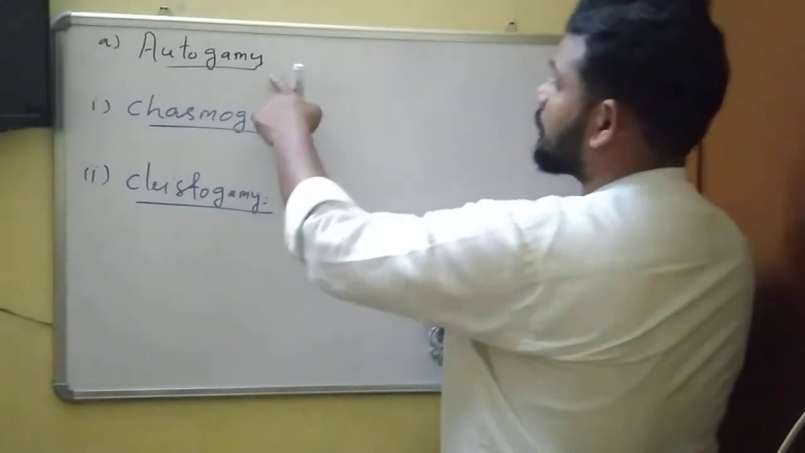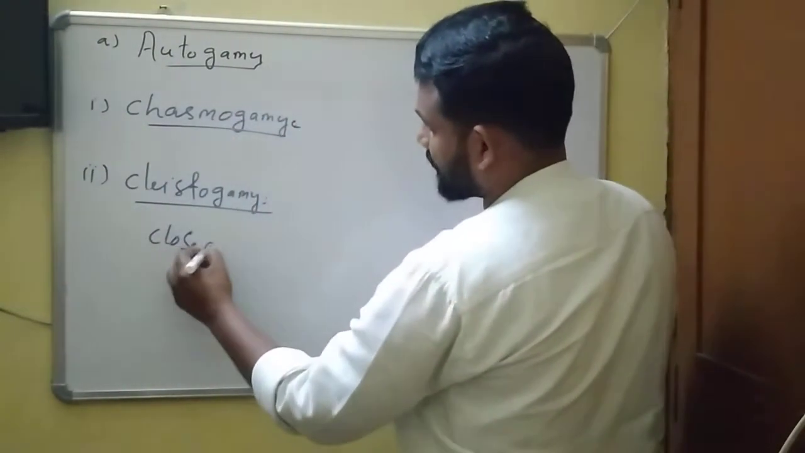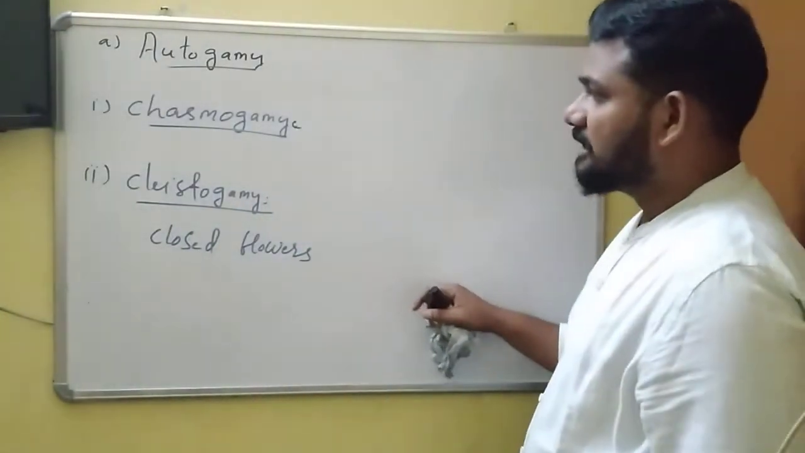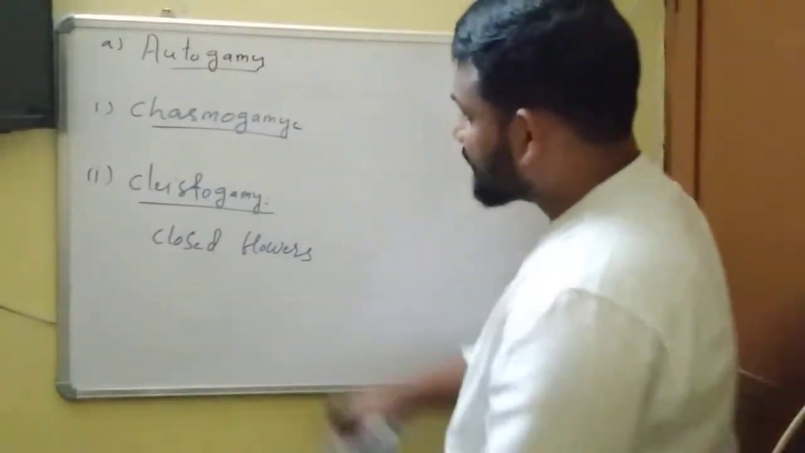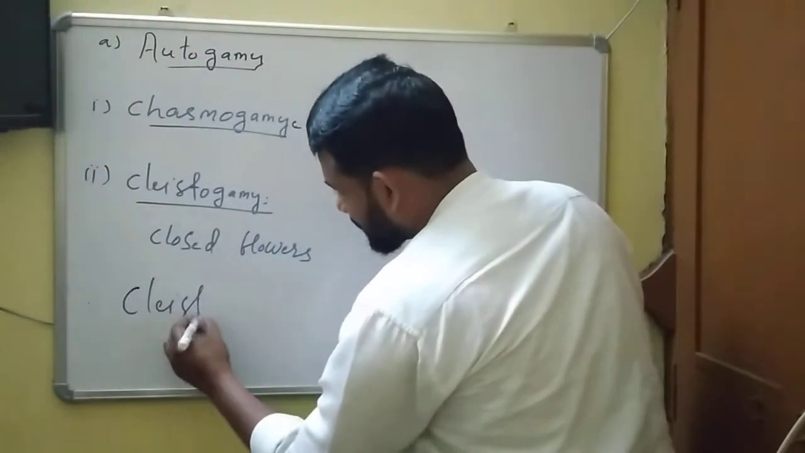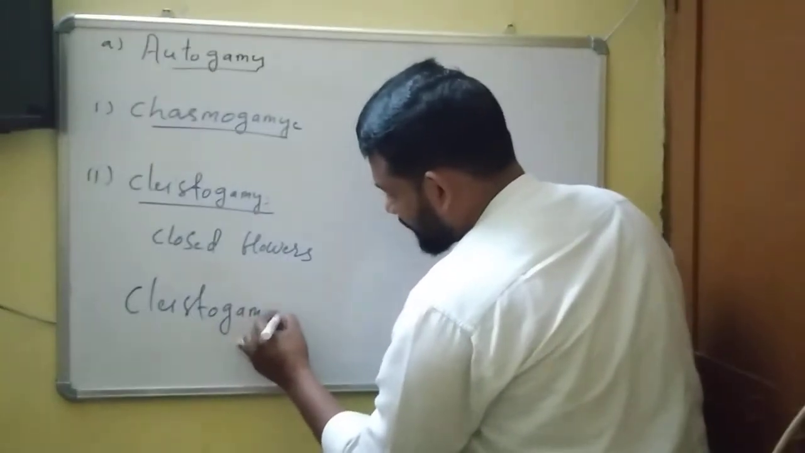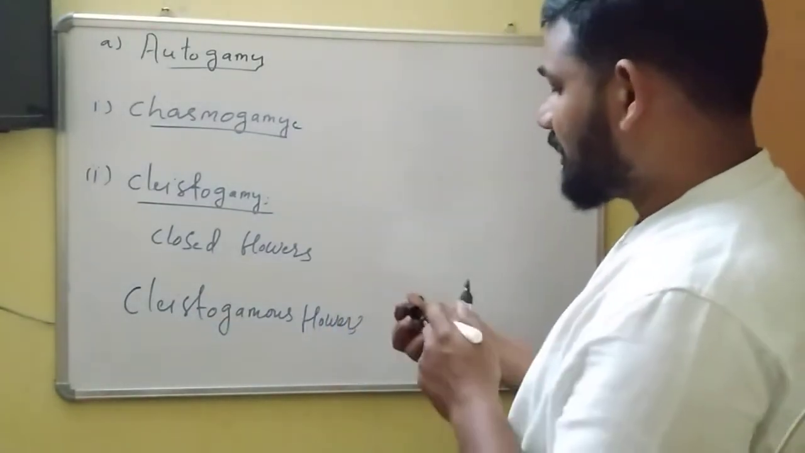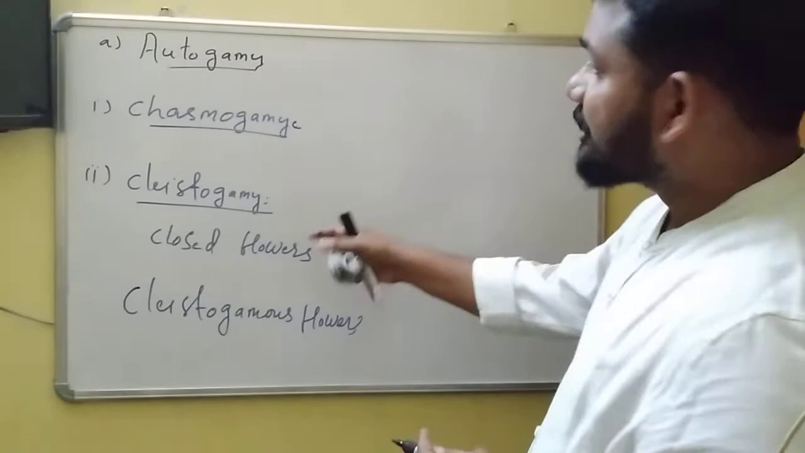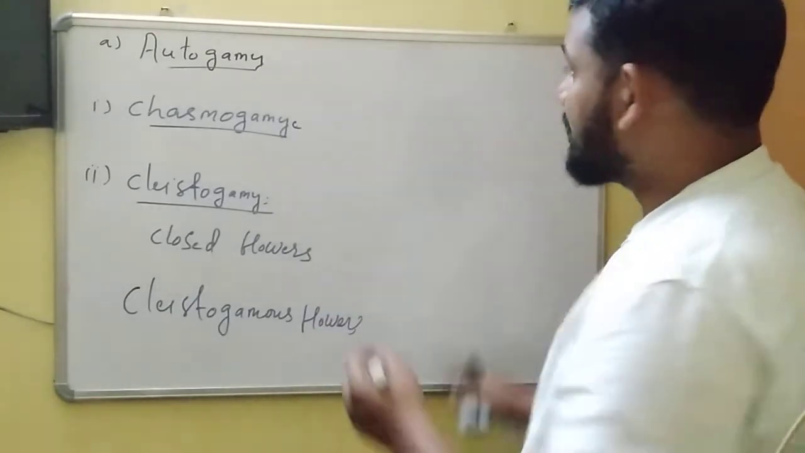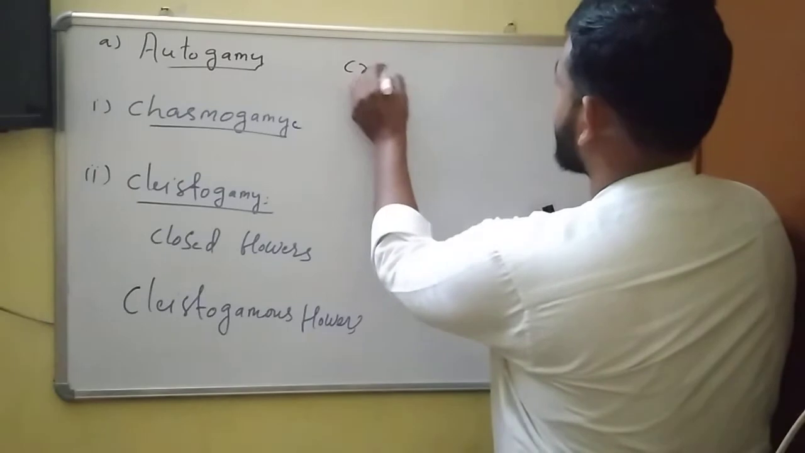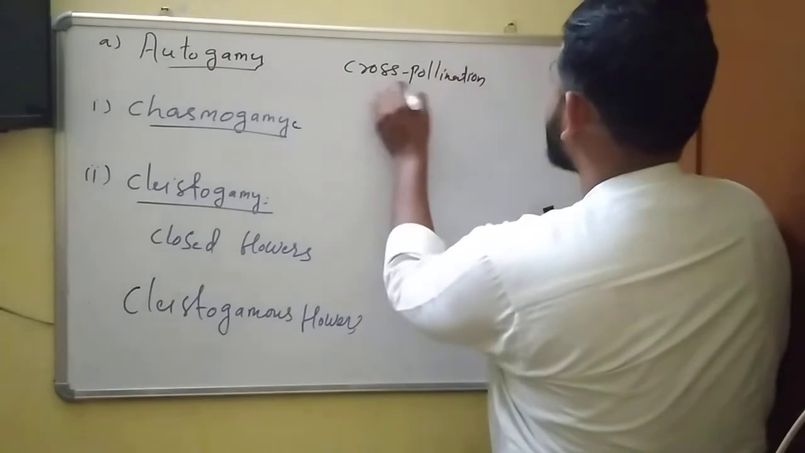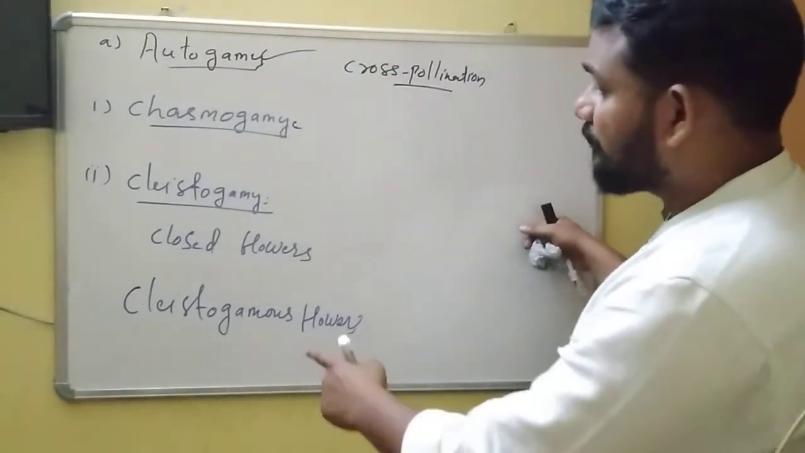What is cleistogamy? Autogamy in closed flowers. If self-pollination occurs in closed flowers, then it is known as cleistogamy. These closed flowers are also called cleistogamous flowers. In cleistogamous flowers, usually they prevent cross pollination, and they always promote self-pollination because the flowers are closed.